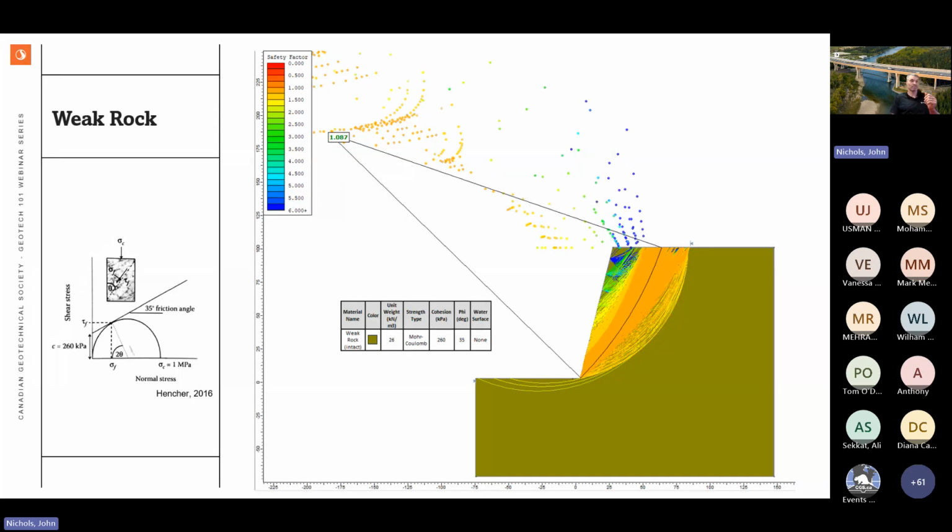I used some slide software and RocScience to do that. This is a very basic analysis, but I think it demonstrates the importance of looking at rock differently than soil. This is a weak rock, but it's still quite able to be cut very steep, very high. Now, this is a simplified example with no water or anything involved, so that would dramatically change how this was looked at.